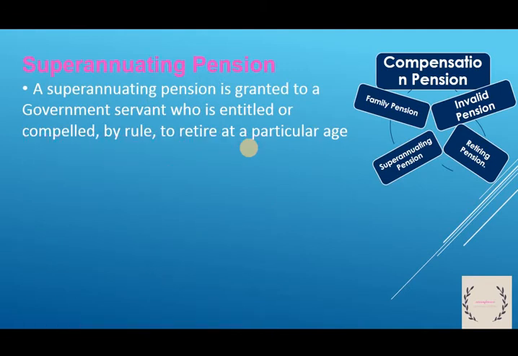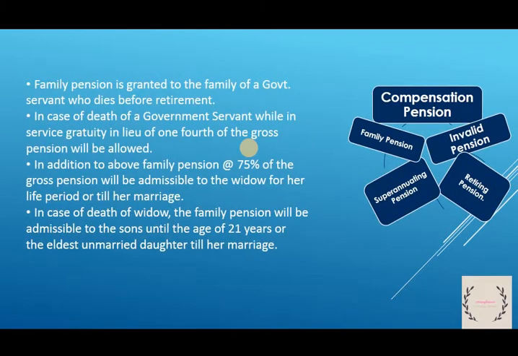Superannuating pension. A superannuating pension is granted to a government servant who is entitled or compelled by rule to retire at a particular age, i.e. 60 years. Family pension. Family pension is granted to the family of a government servant who dies while in service before retirement. In case of death of a government servant while in service, gratuity in lieu of 1/4 of the gross pension will be allowed.